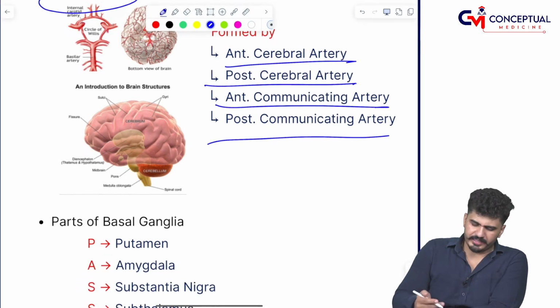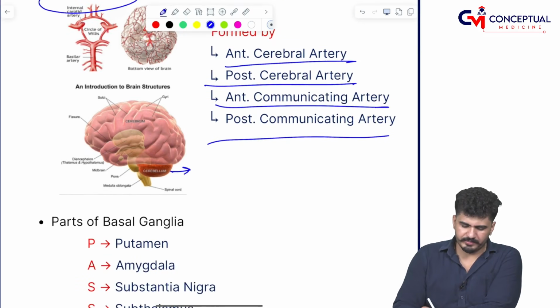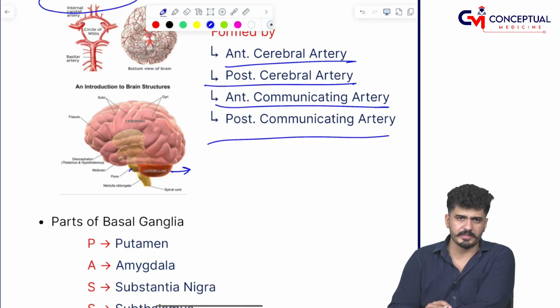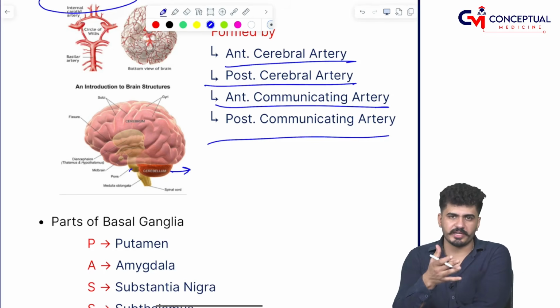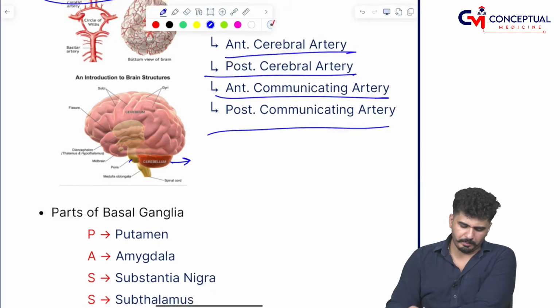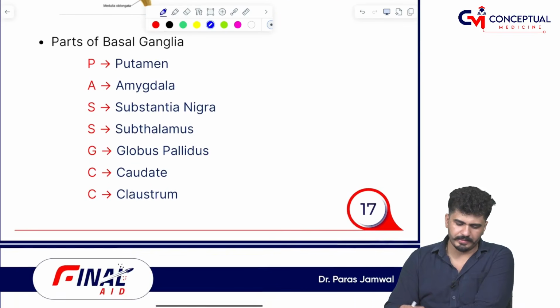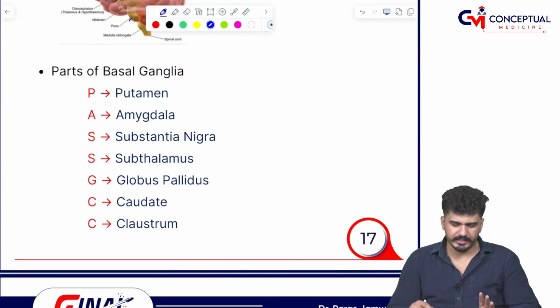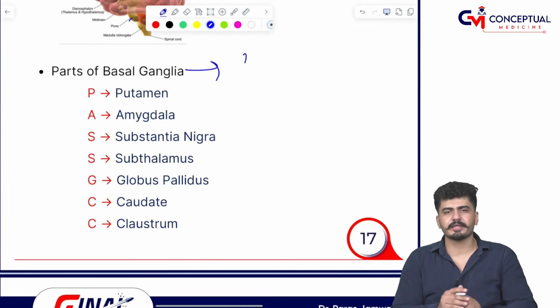Now these are some areas you have to remember: where the cerebellum is present, where the pons is present, where the structures are present. On this image, the sagittal section, you check where your third ventricle is, where your fourth ventricle is. Now coming to the parts of basal ganglia. Just go through the names. What are the parts of basal ganglia? Can you tell me what is the function of basal ganglia?